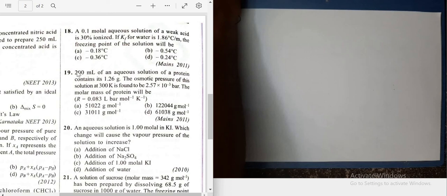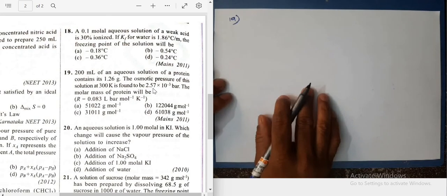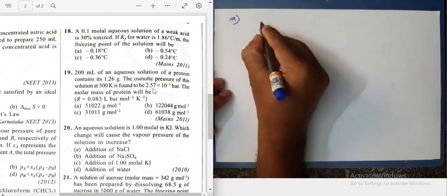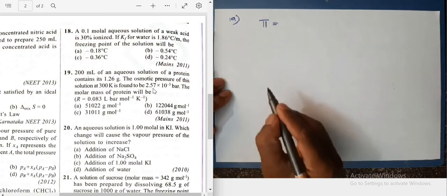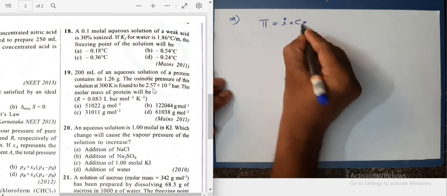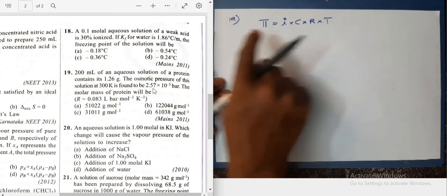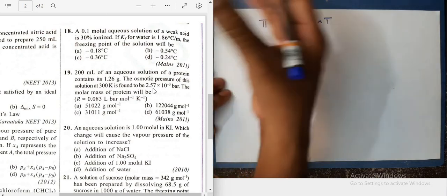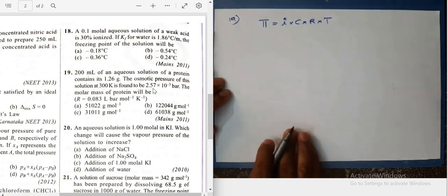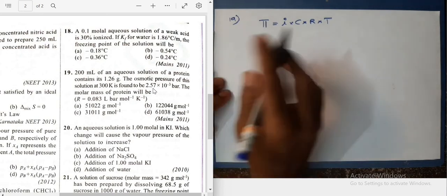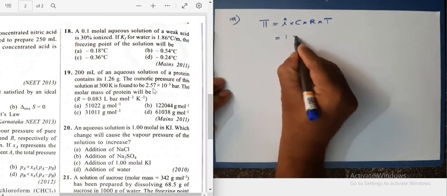The volume of the solution is given. The osmotic pressure of this solution at 300 Kelvin is given, 2.57 into 10 power minus 3 bar. The molar mass of the protein is? So how to proceed with this problem? Students, you know very well, osmotic pressure pi is equal to i into C into R into T. This is the formula, where i is the Van't Hoff factor. Listen, proteins, macromolecules, are usually assumed to be non-electrolytes. So protein is a non-electrolyte, therefore i is equal to 1.